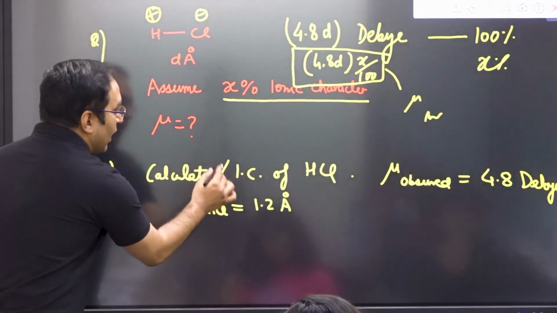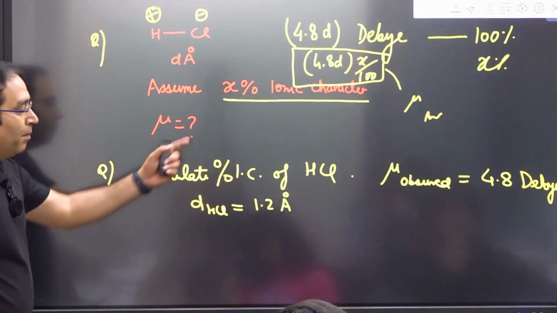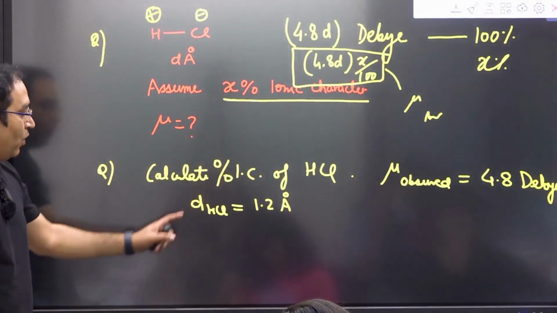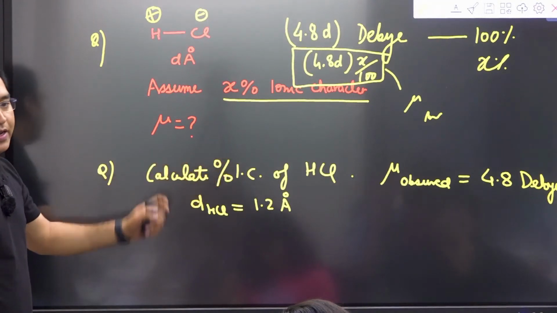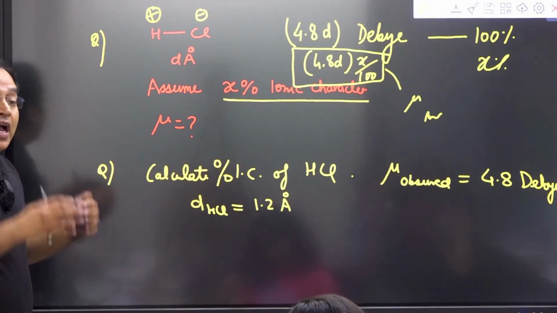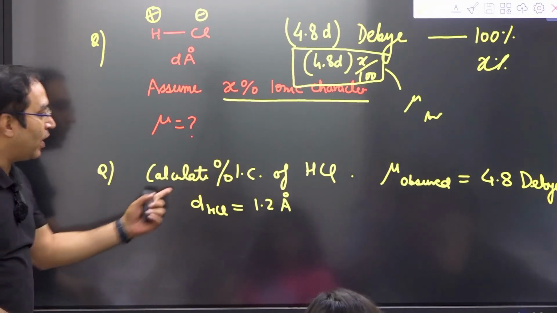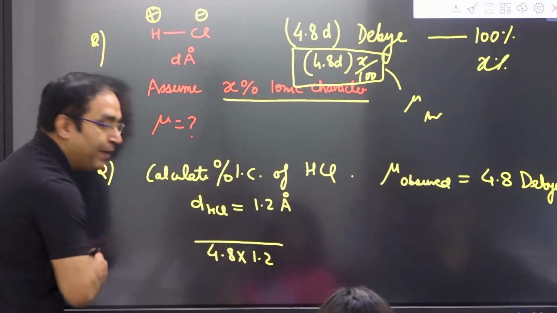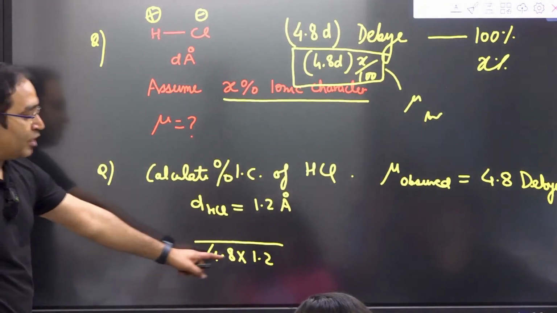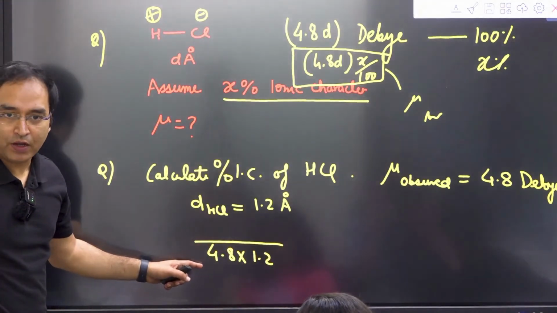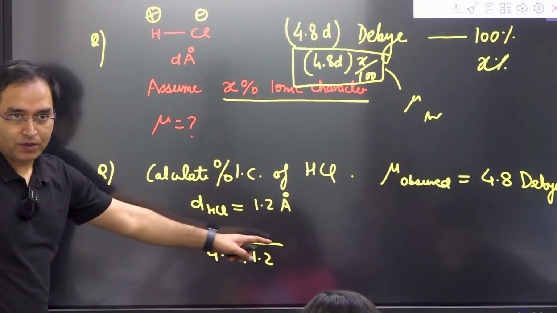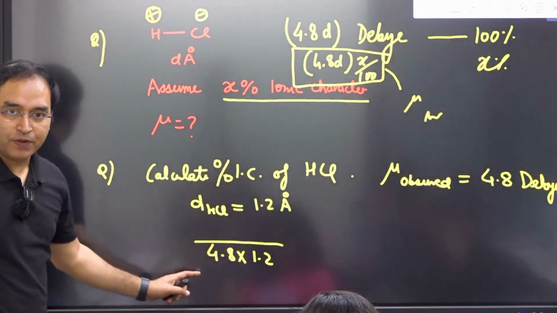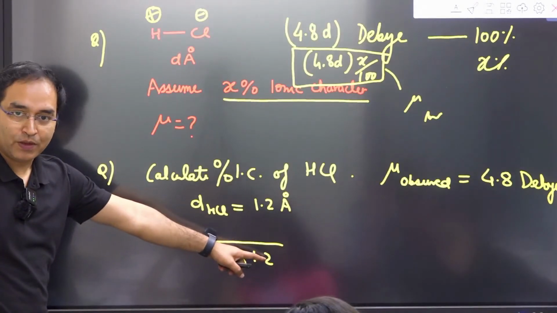Calculate percentage ionic character of HCl. Mu observed is 4.8 Debye. What is the value of ionic character? Had it been 100%, your answer would have been 4.8 into 1.2. This is the benchmark of 100%. Is it clear or not? 4.8, 1.2. Is it clear? This is the benchmark of 100%.